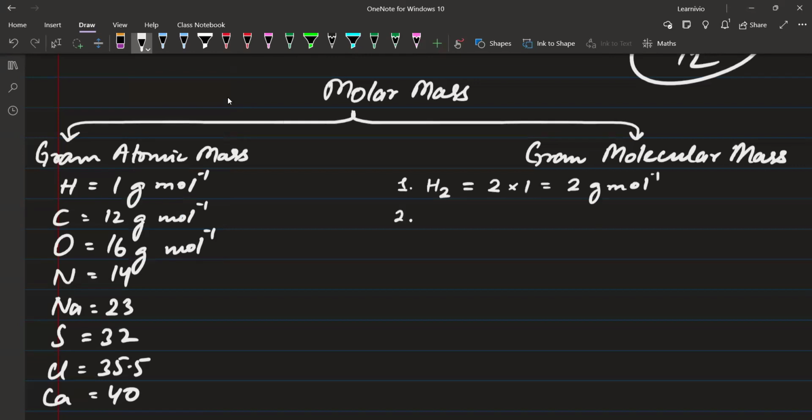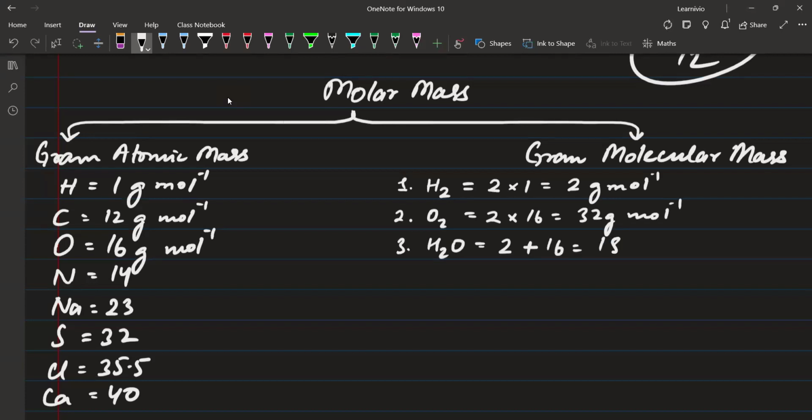Similarly, if I have O2, how many oxygen? Two oxygen. What is the molar mass of oxygen? 16. So it will be 16 times 2, that is 32 grams per mole. If I have something complex like H2O, how many hydrogen? Two hydrogen. What is the mass of hydrogen? One, so I don't need to multiply by one. Oxygen, what is the mass of oxygen? 16. So 18 grams per mole.